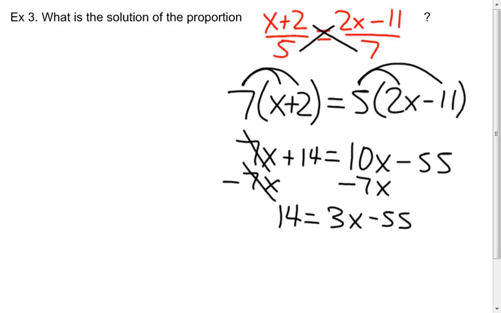Okay, x is my variable. It's being multiplied by 3 and subtracted by 55. I need to get rid of the 55 first, so instead of subtracting by 55, the inverse is adding 55.